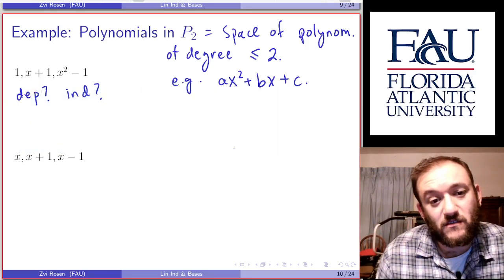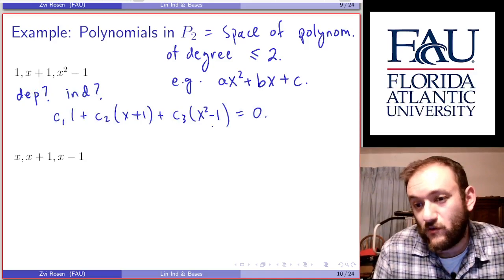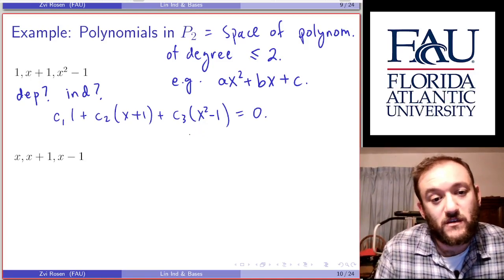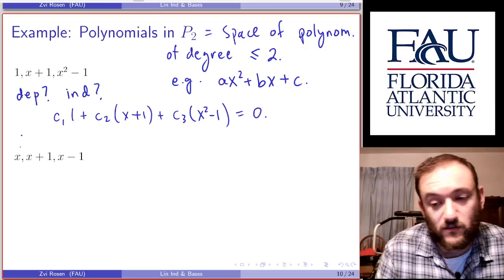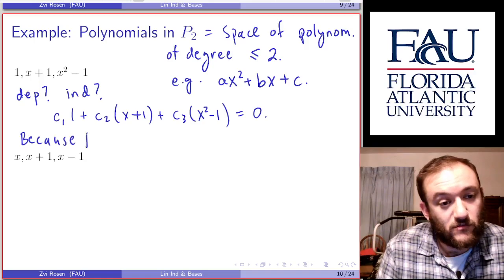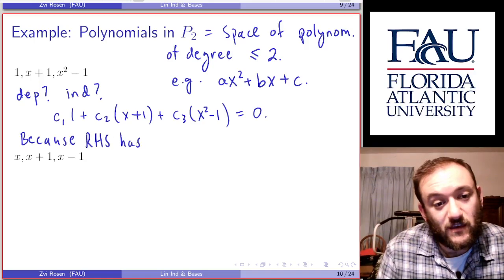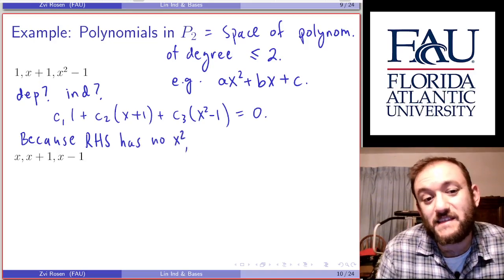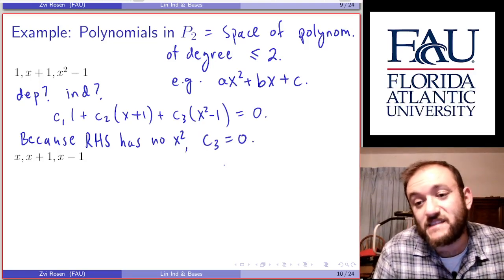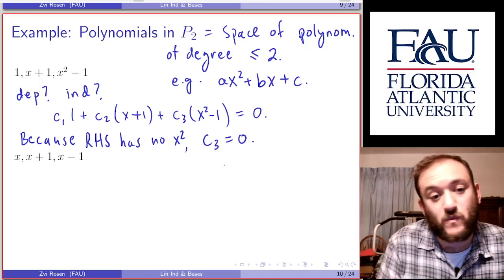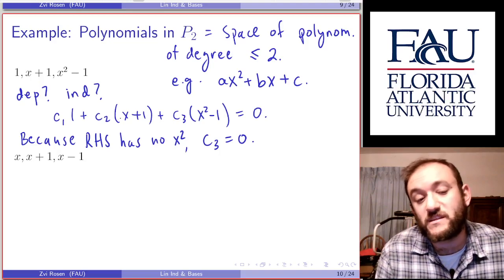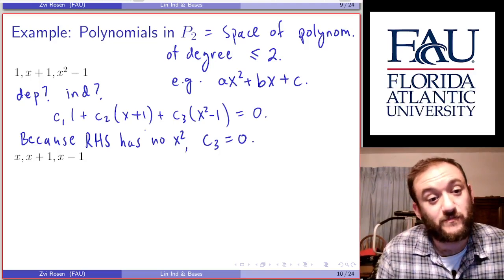I know that the only quadratic term, the only x squared, is in the last polynomial. So because the right-hand side has no x squared, that means that c3 has to be equal to 0. Because there's no other place where you can cancel the x squared. But if c3 is equal to 0, then the only place with an x term is the second vector.